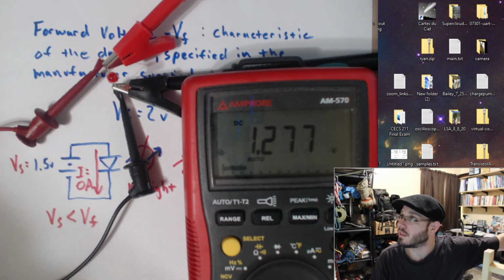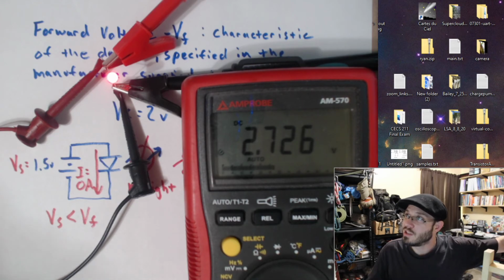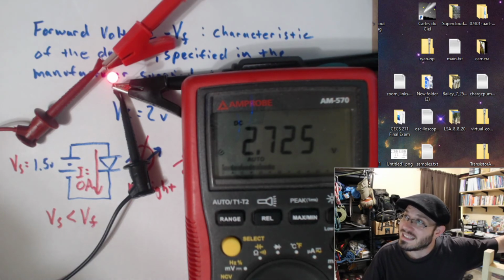Until I exceed 1.8 volts, this will remain not conducting. So as I crank the voltage up, 1.3, 1.4, 1.5, 1.6, hey, look at that. Once we hit about 1.7, 1.8, notice the LED is now lighting up. It is conducting. Okay, so it's not just good enough to forward bias it, we must also exceed the forward voltage.